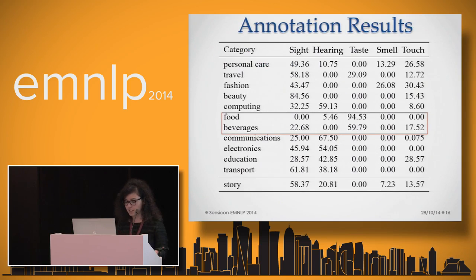Here you can see the annotation results in terms of advertisement categories. Intuitively, we were expecting some advertisement categories to be directly related to some sense categories, such as food and beverages. We were expecting the categories food and beverages to be related to smell. But at the end of the annotation task, we saw that the advertisement slogans from the categories of food and beverages almost never used smell-related expressions.